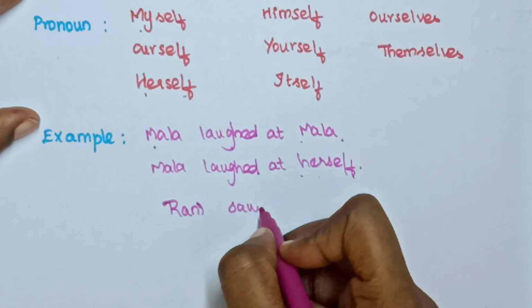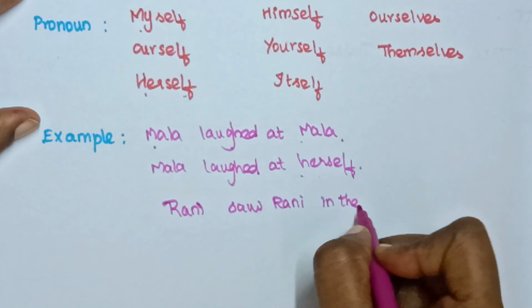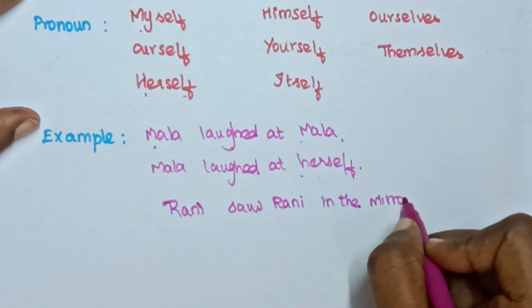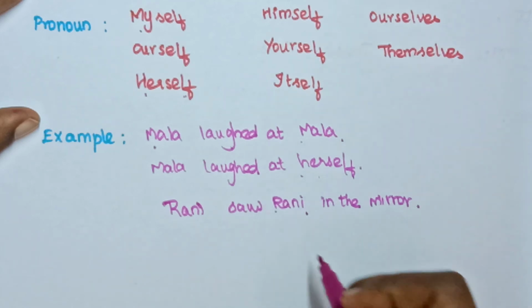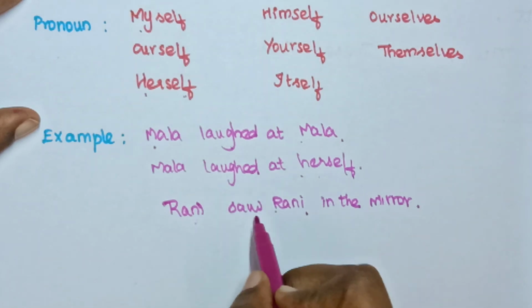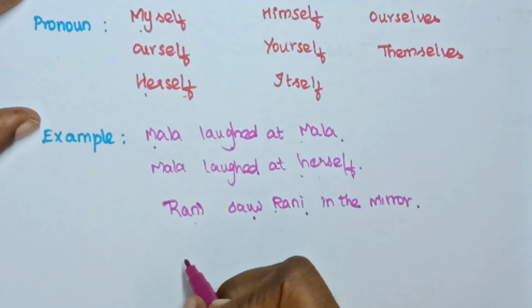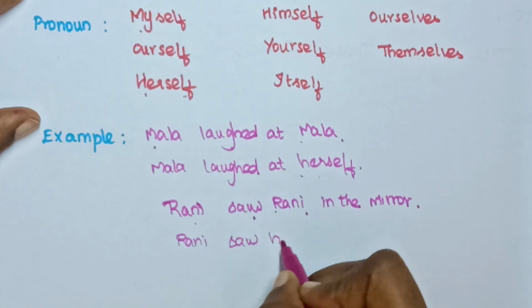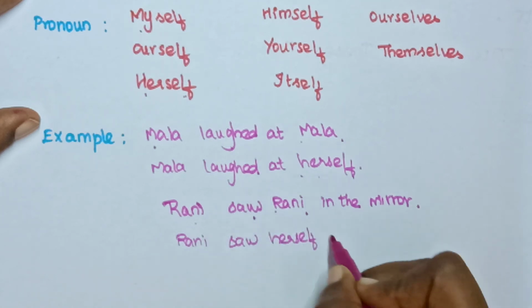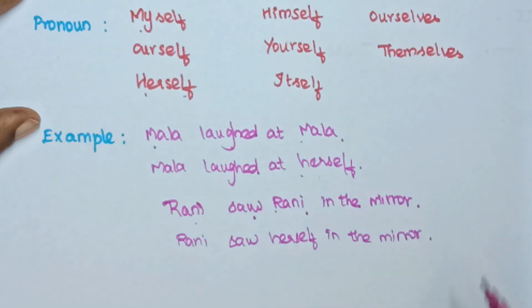Rani saw Rani in the mirror. So if you want to replace this noun with the pronoun, what will you say? If you say Rani saw her in the mirror, it will not be apt. So we have to say Rani saw herself in the mirror. So this is the apt sentence used here.